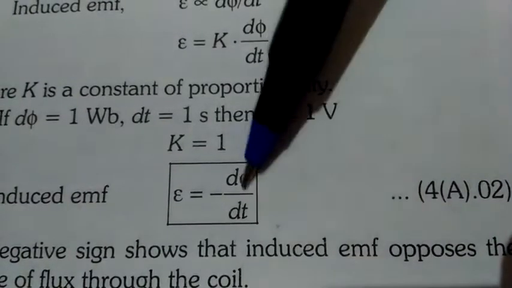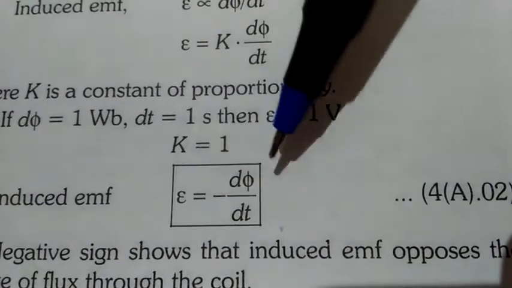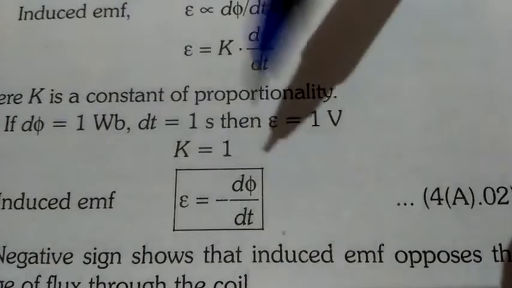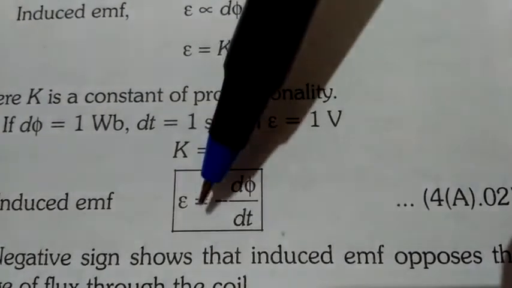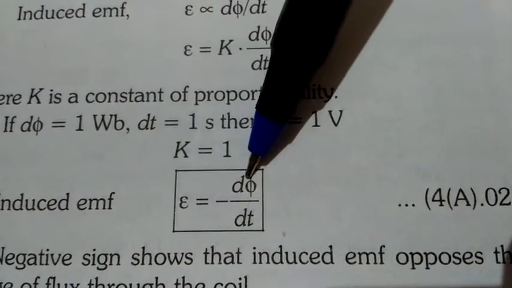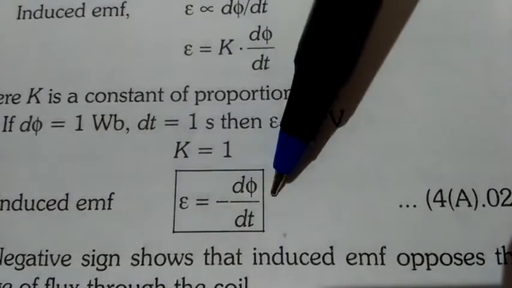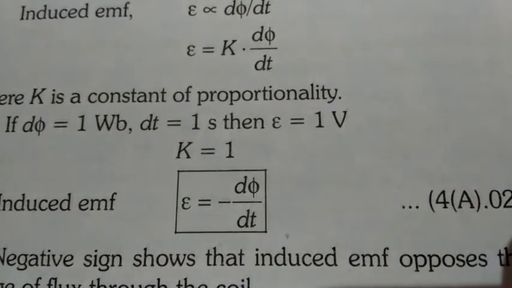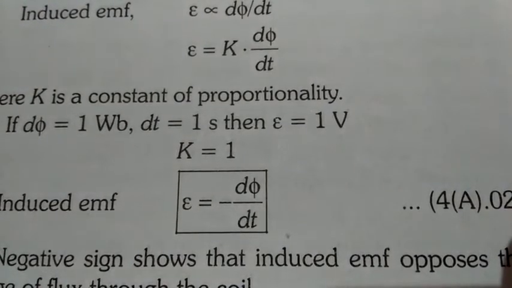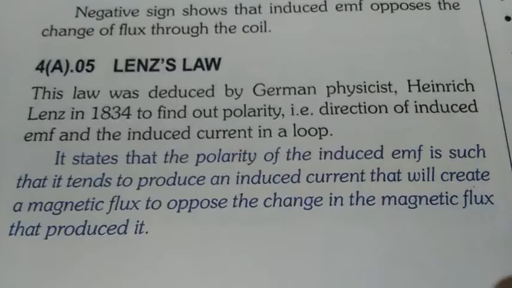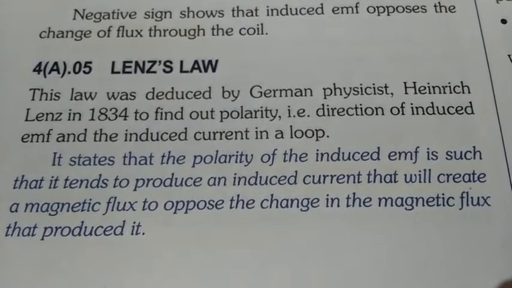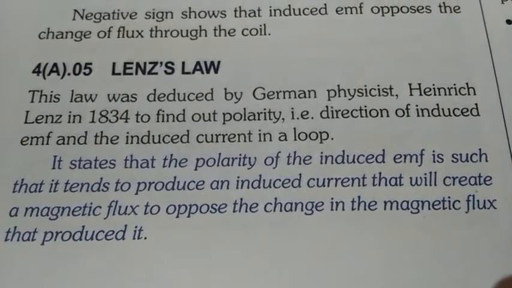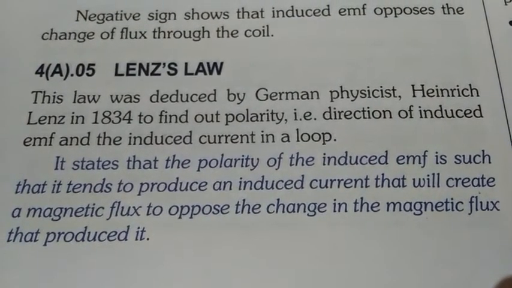Now you must be thinking about why this minus sign is here. I will explain that when we study Lenz's law. Right now you simply remember that the direction of E and dφ/dt are opposite to each other, and that's why the minus sign is there. And how did we come to the conclusion that they are opposite? That is because of Lenz's law. So let's see that law first. Lenz has given a very important law in the field of electromagnetic induction. First, let's read the statement, then I will explain it.